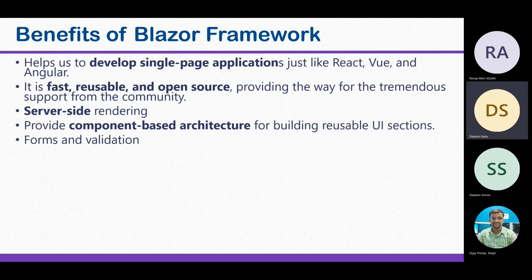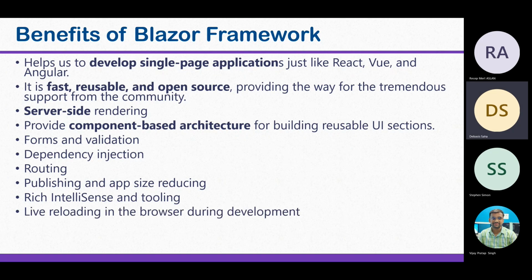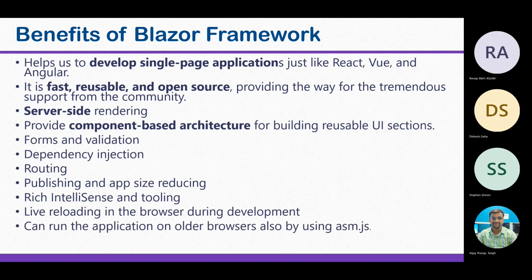Also, by using the Blazor framework, we can implement forms and validations, everything. As a part of the C# framework, it can also support dependency injection and routing. We can publish and reduce the app size by using different functionalities like bundling, minification, etc. In Visual Studio, the Blazor framework provides rich IntelliSense and tooling options, and also live reloading in the browser during development. It is also possible to run applications developed in Blazor on any other or older version of browser.